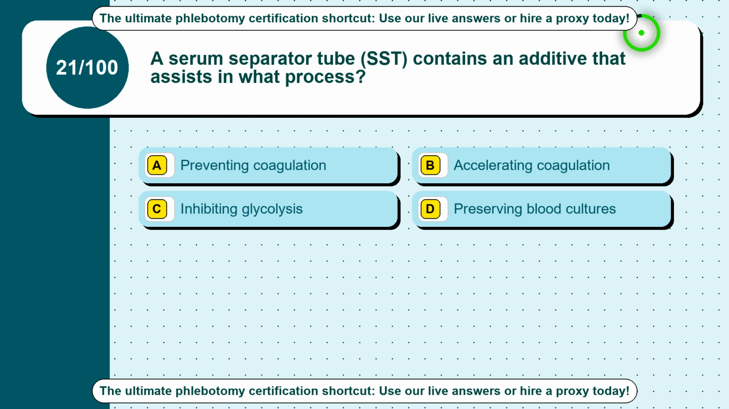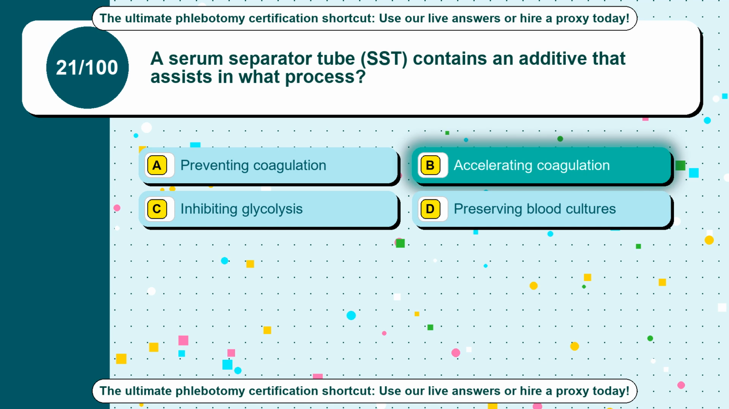A serum separator tube, SST, contains an additive that assists in what process? Option A. Preventing coagulation. Option B. Accelerating coagulation. Option C. Inhibiting glycolysis. Option D. Preserving blood cultures. The correct answer is option B.